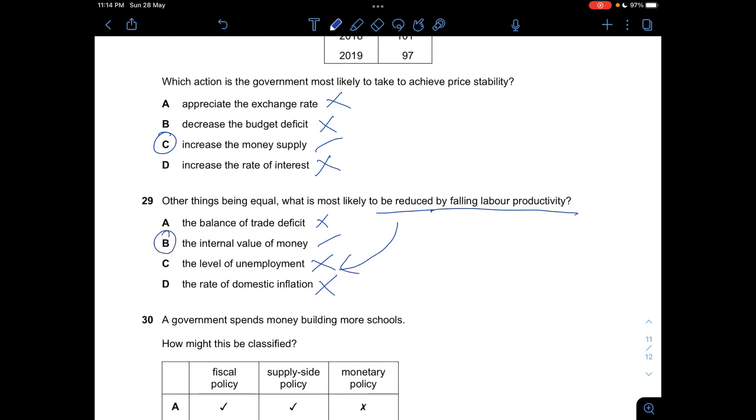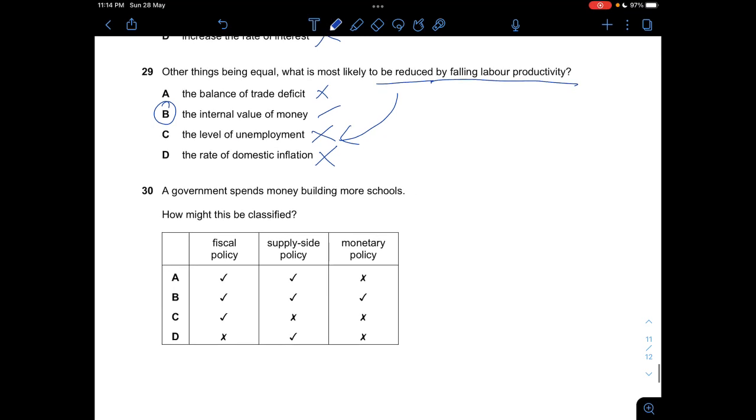So answer is B. Question 30, a government spends money building more schools, and how might this be classified? So spends money building more schools. Building more schools will be under supply side policy, so C is already wrong. And then spending money is under fiscal policy, so it could be either A or B. But then there's no monetary policy here, so we can exclude monetary policy. So we only have fiscal policy and supply side policy, and no monetary policy, so answer is A.